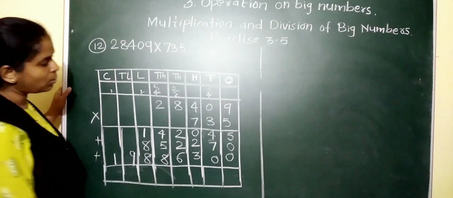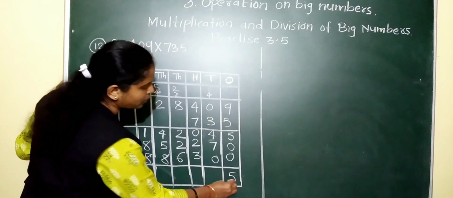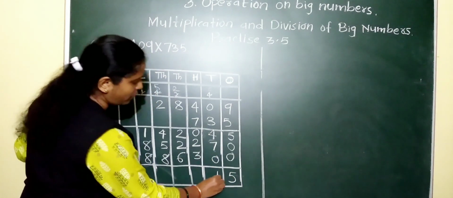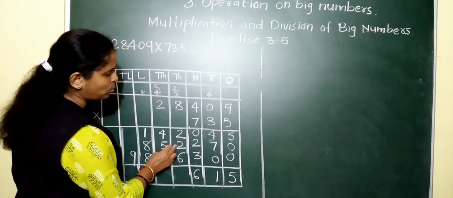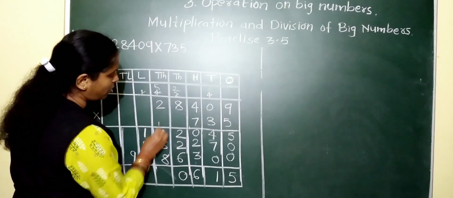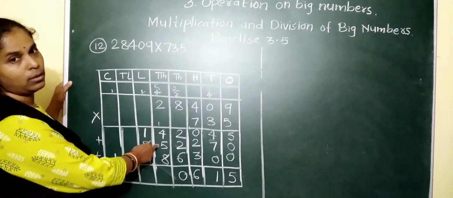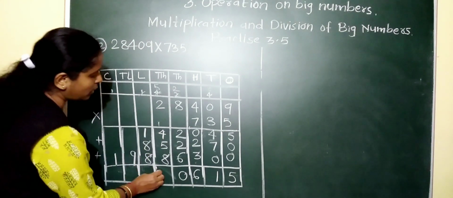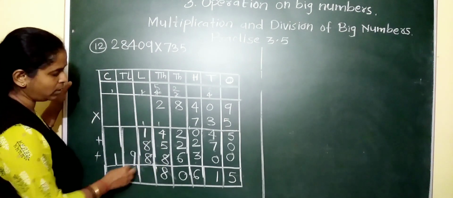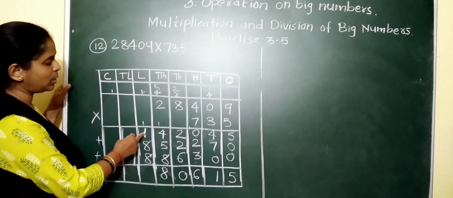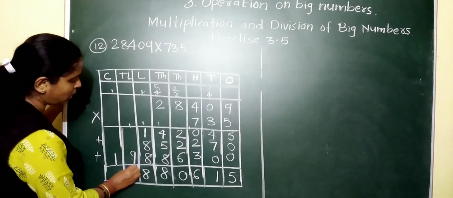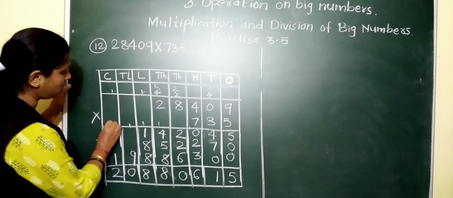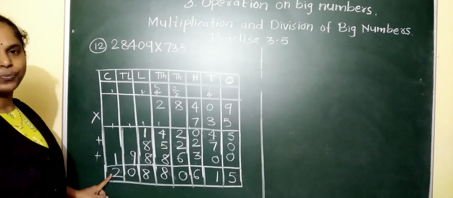Okay. Now see, 5, 7 plus 4, 11, carry 1. 3 plus 2, 5 plus 1, 6. 6 plus 2, 8 plus 2, 10, carry 1. 8 plus 5, 13, plus 4, 17, plus 1, 18, 8 carry 1. 8 plus 8, 16, plus 1, 17, plus 1, 18, 8 carry 1. 9 plus 1, 10, carry 1. And this is 1 plus 1, 2. Okay.